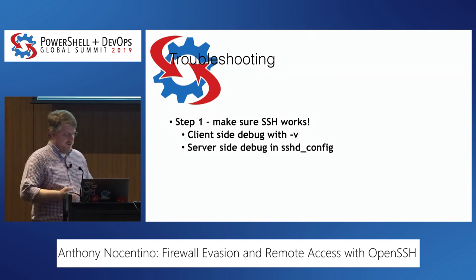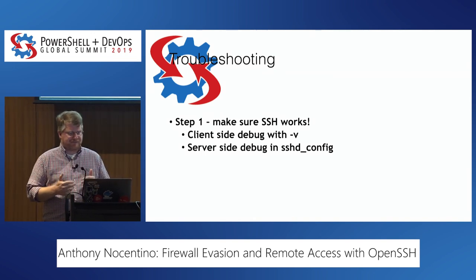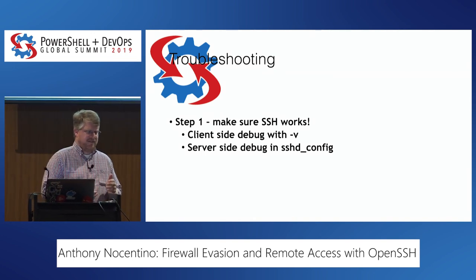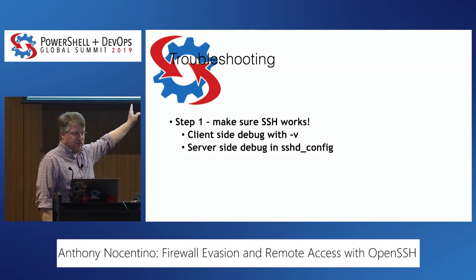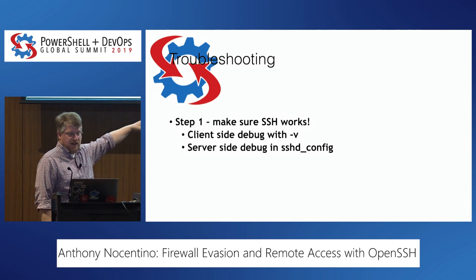If you go do these things out of the box, you might have some stumbling blocks. And pretty much this is all you need to know about troubleshooting SSH. Use -v on the client side, or on the server side in sshd_config there's a debug level that you can increase that writes to a log file. In Linux, it's /var/log/secure or /var/log/auth.log, depending on your distribution.